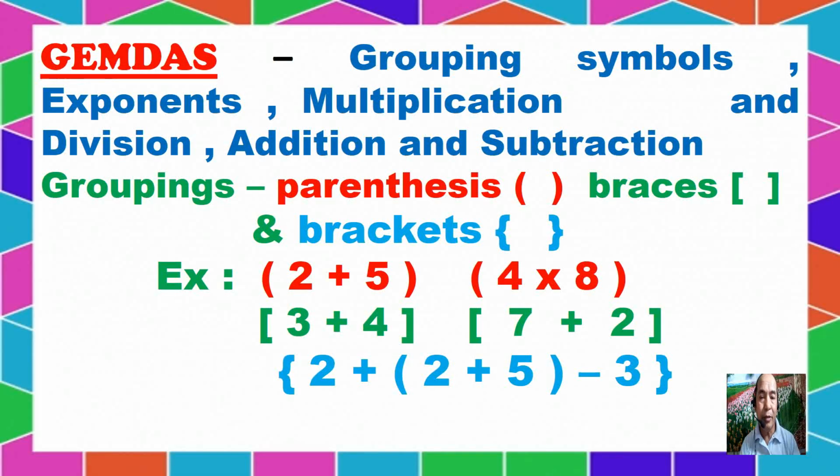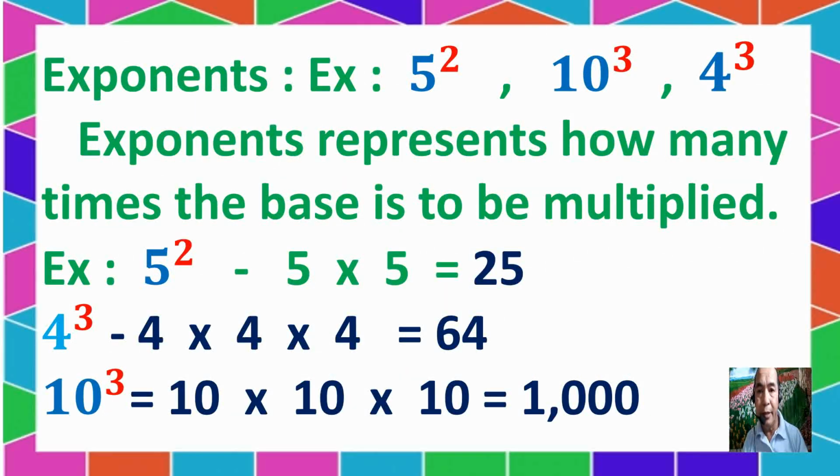So what are the groupings that we are talking about? When we talk of groupings, we are referring to parentheses, brackets, and braces. All the numbers being grouped inside parentheses, brackets, and braces are what we call the groupings. Let's take on the exponents. In our example, we also have exponential numbers. What are these exponential numbers? These are numbers which have an exponent.